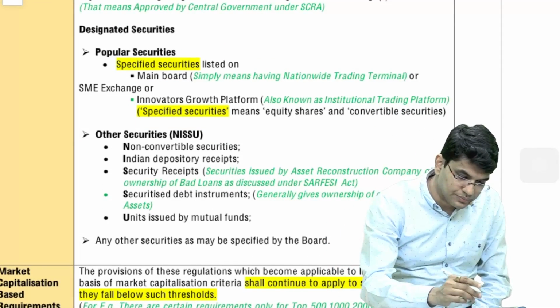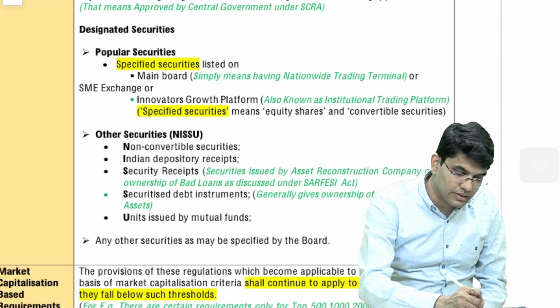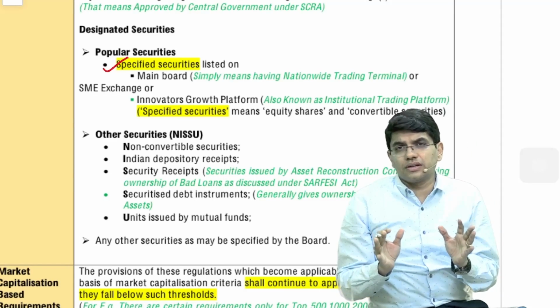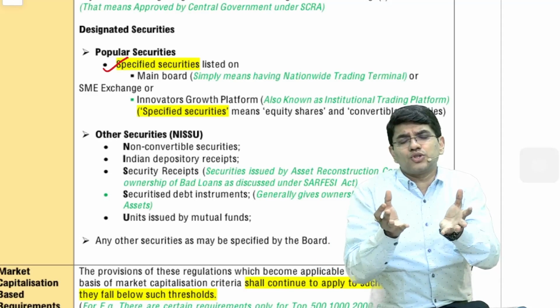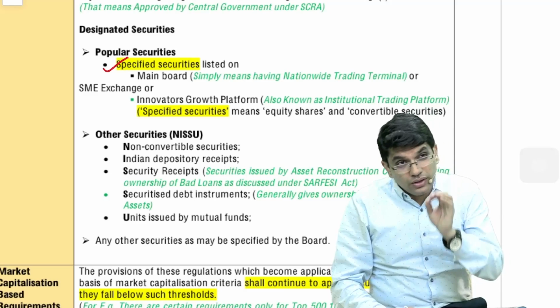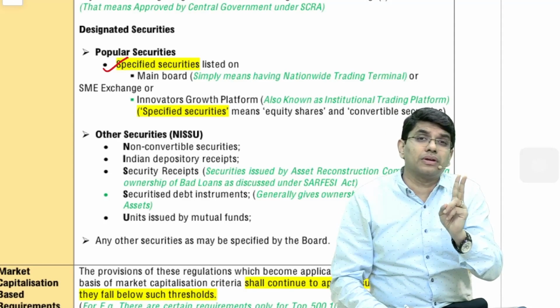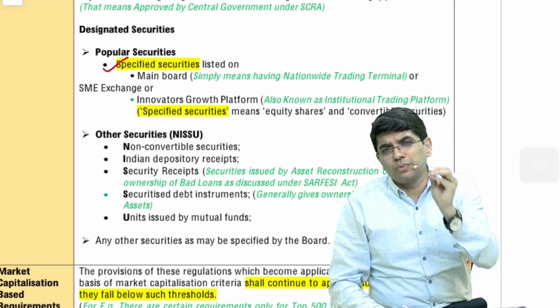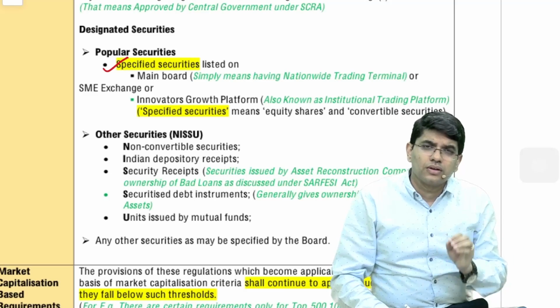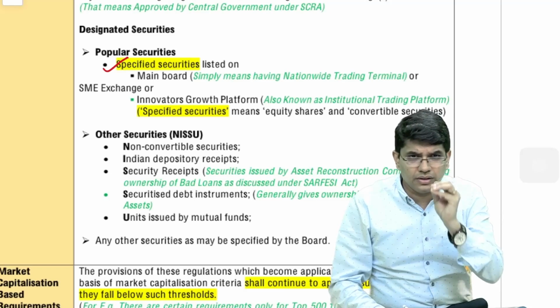The first is very popular. They say that if specified securities are listed, LODR will get applicable. What do you mean by specified securities? It includes 2 things. If equity shares are listed, and second, convertible securities. That means convertible preference shares and convertible debentures. If these 2 things are listed, LODR will get applicable.